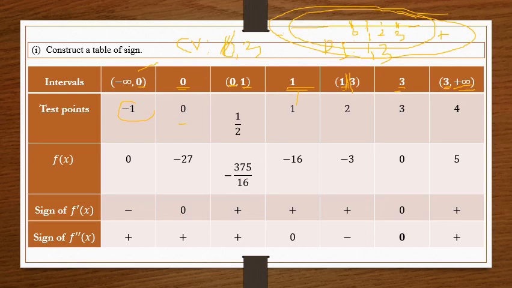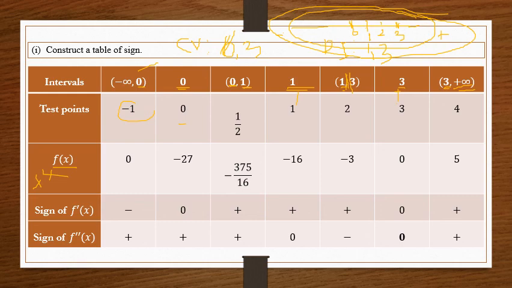Okay. Just bring down 3. Then the number closest to 3 is 4. It can also be 5, 6, 7. It's up to you, as long as it is in our interval. Okay. So, to know the value of f of x, our given function is x to the power of 4.